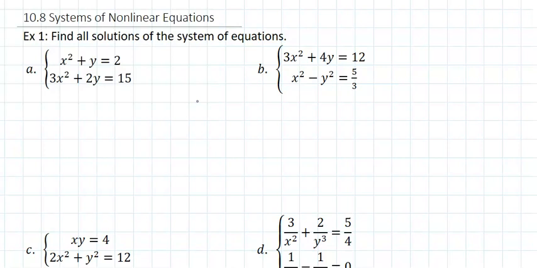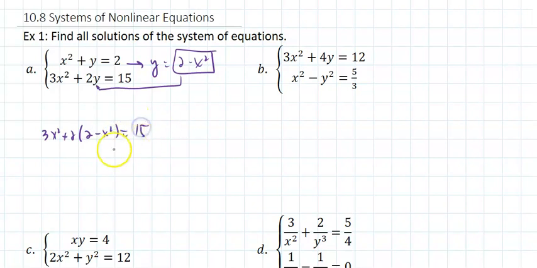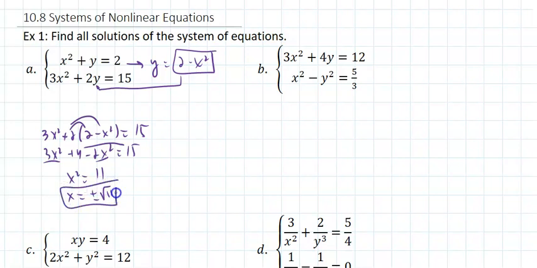One way you could use is substitution, such as you could say y equals 2 minus x squared. Take this value and embed that right there. That would become 3x squared plus, instead of y, 2 minus x squared equals 15. Then you'll get 3x squared plus 4 minus 2x squared equals 15. x squared equals 11, so x equals plus or minus radical 11.